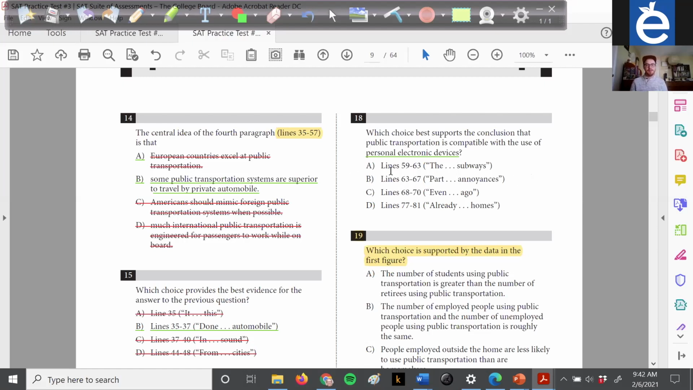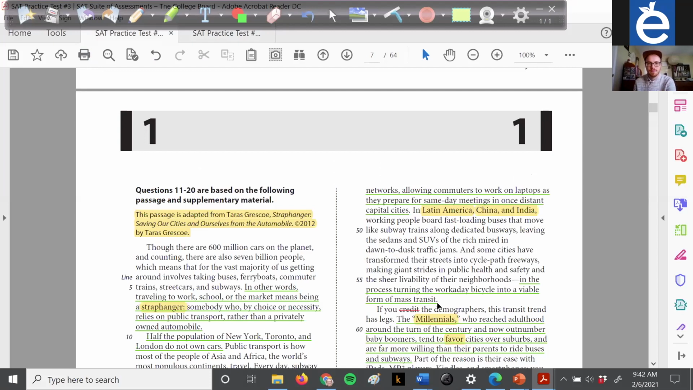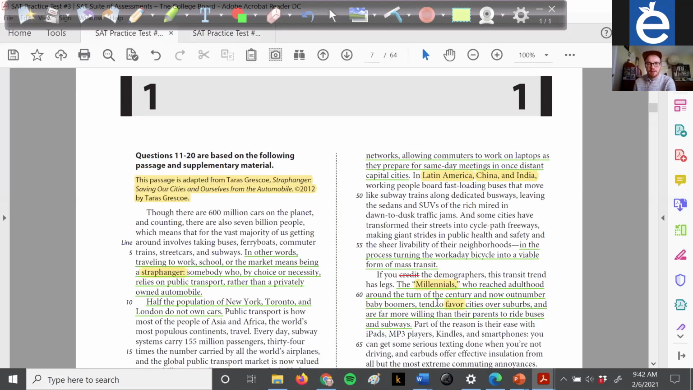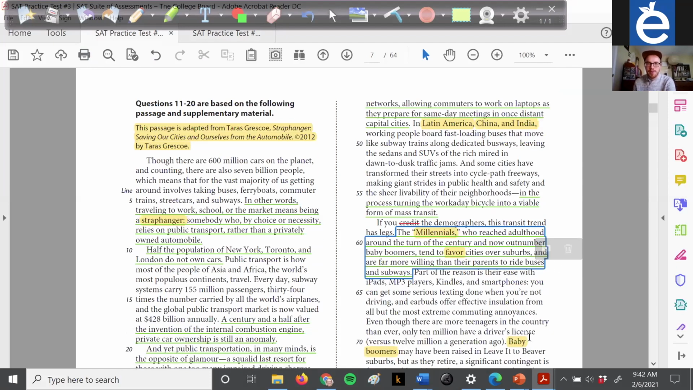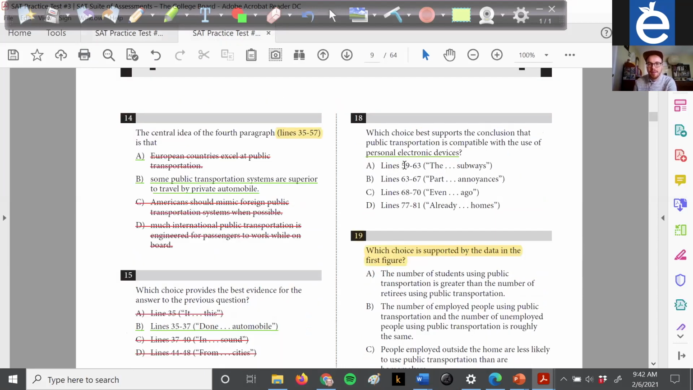Let's start with lines 59 to 63, starting with "the" and ending with "subways." "The millennials, who reached adulthood around the turn of the century and now outnumber baby boomers, tend to favor cities over suburbs and are far more willing than their parents to ride buses and subways." Okay, that has to do with public transportation. It has nothing to do with personal electronic devices. Don't like A.